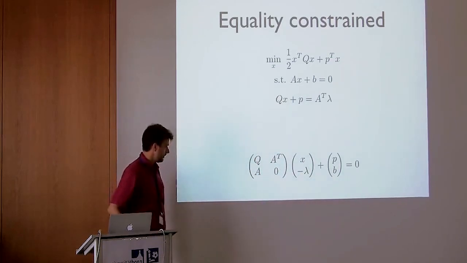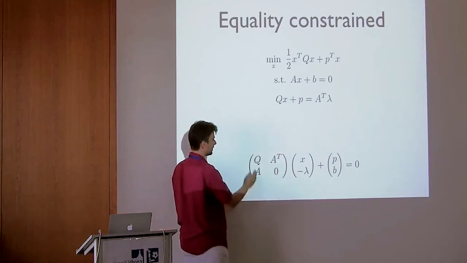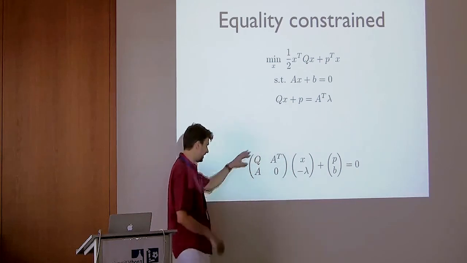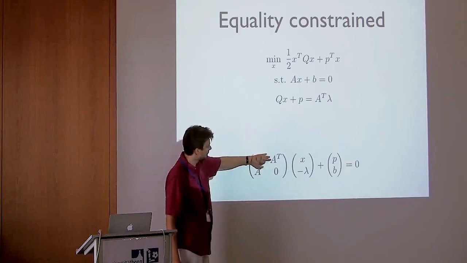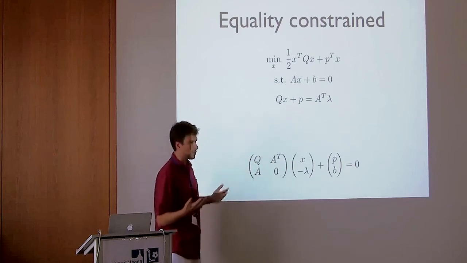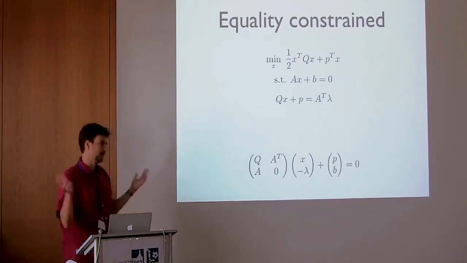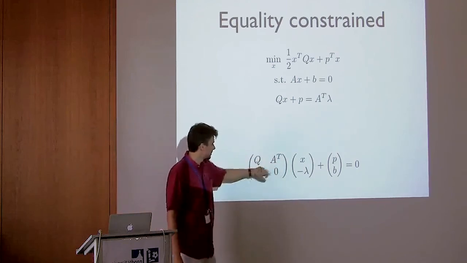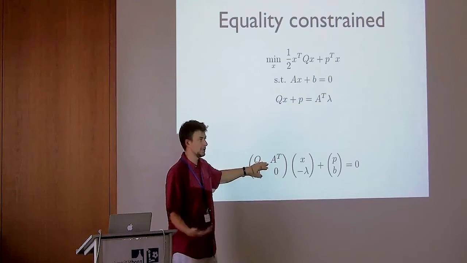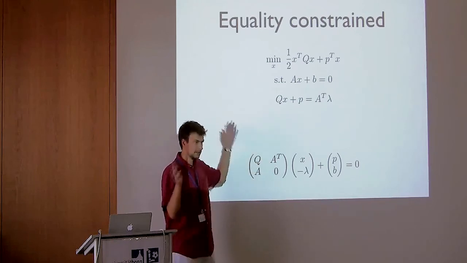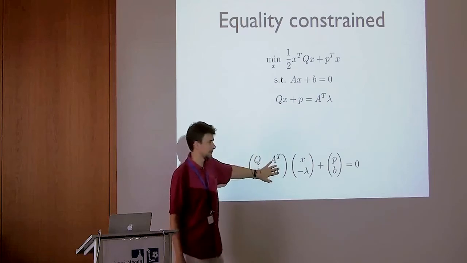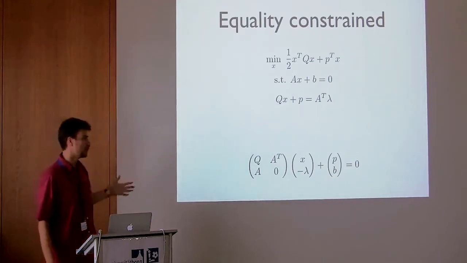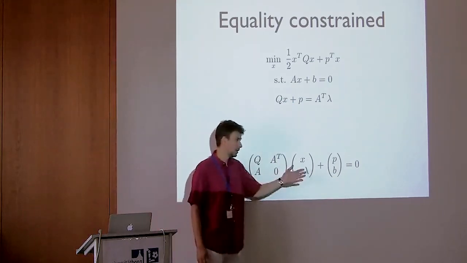And then you can prove that if your problem is convex, so if your matrix Q is invertible, and if your constraints are nicely behaved as well, in the sense that they are full rank, then you know that this matrix is invertible, so there is a unique solution. So if your problem is convex and everything is fine, you have a unique solution to this system. Solving this equation gives you the minimum of the constrained problem. So once again, what you need to do is just solve a system of linear equations.